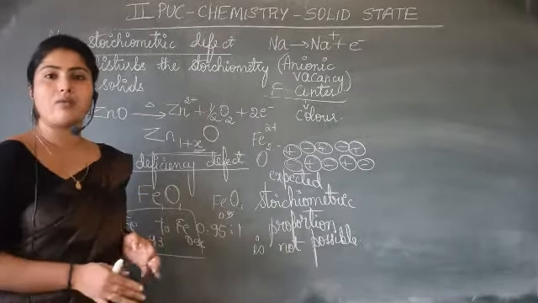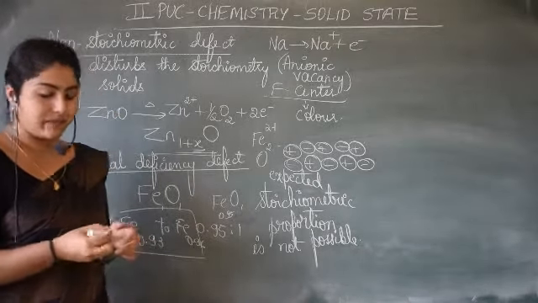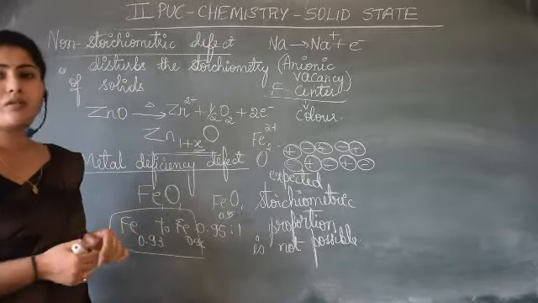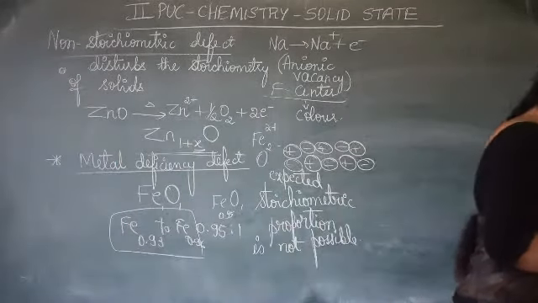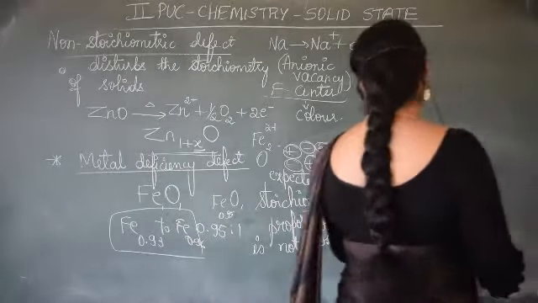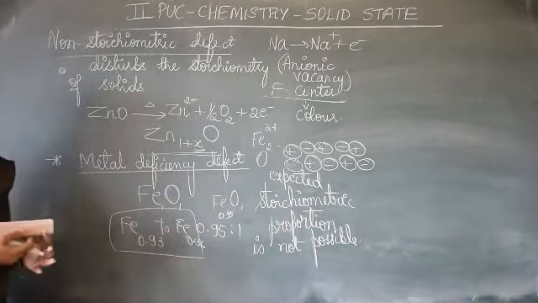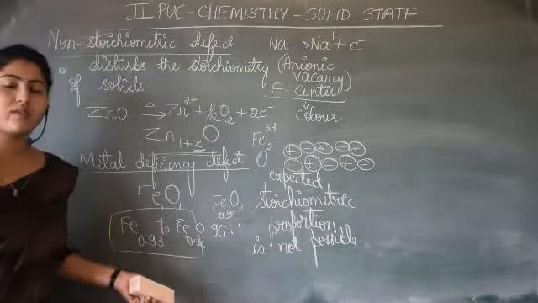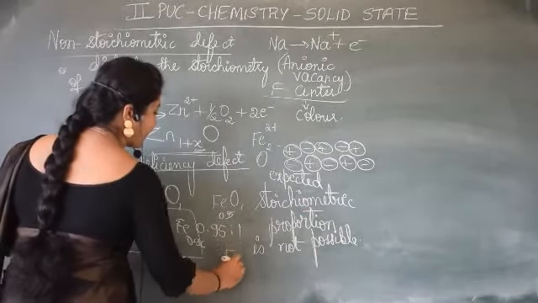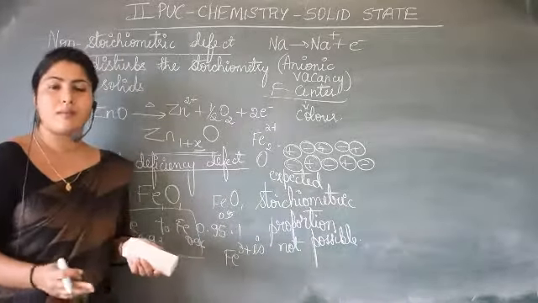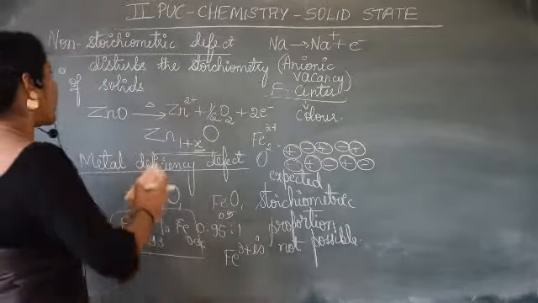Now, this was about the non-stoichiometric defects that we were studying. Next, we will be studying an important concept related to solids. And here do remember that whatever there is deficiency, deficiency means less number of metal ions. Fe2+ is less, so that will be compensated by Fe3+ ions in the place of Fe2+. Because it is less, it will be compensated by Fe3+ ions also. This is for your knowledge.